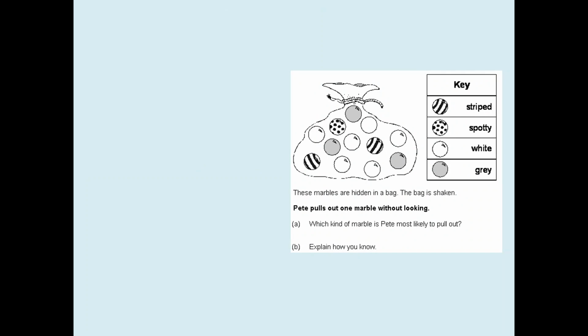Here is another figure. Striped, spotty, white and grey. These marbles are hidden in a bag. The bag is shaken. Petey pulls out one marble without looking. Which kind of marble is Petey most likely to pull out? Next, explain how you know.